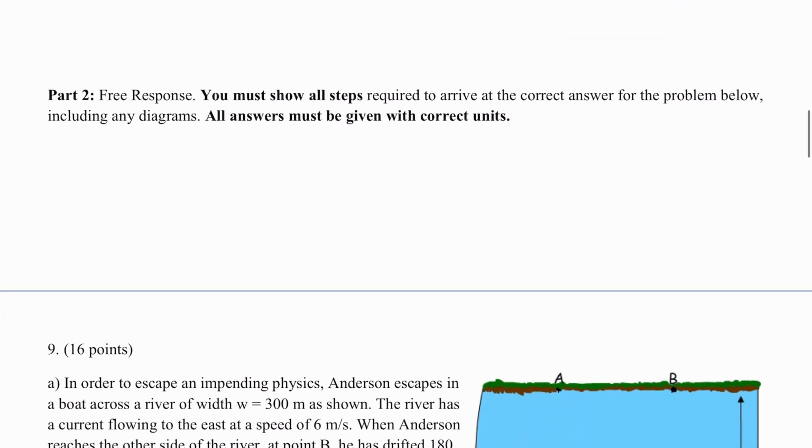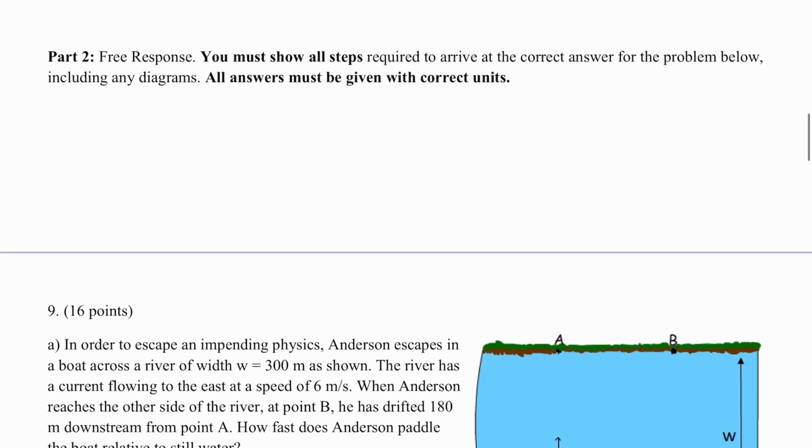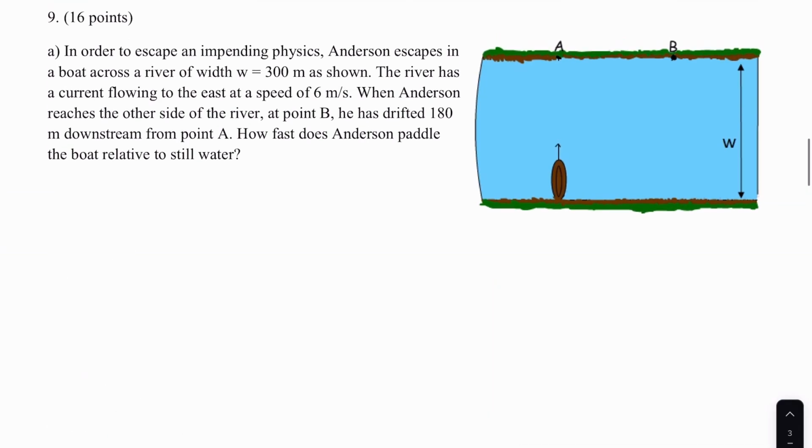Next, we're going to dive into the free response questions. Number 9 reads, in order to escape an impending physics, whatever that means, Anderson escapes in a boat across a river of width W equals 300 meters, as shown. The river has a current flowing to the east at a speed of 6 meters per second. When Anderson reaches the other side of the river at point B, he has drifted 180 meters downstream from point A. How fast does Anderson paddle the boat relative to still water?